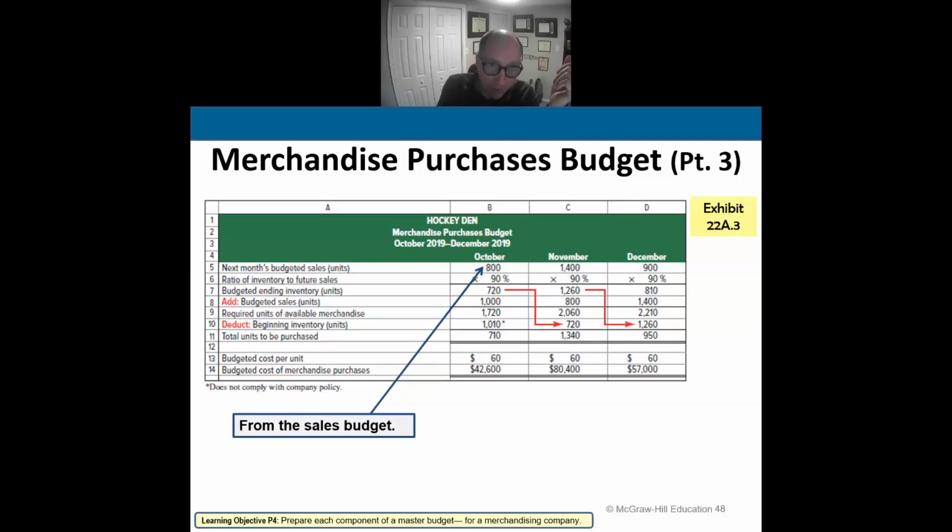And this is an example of a retailer and their budget for making purchases, for purchasing inventory. So next month's budgeted sales times the ratio of inventory to future sales, in this example 90%, equals ending budgeted inventory, which will be the beginning inventory for the next month, plus the amount of sales we expect to make during the month, equals the available merchandise, minus beginning inventory for the month, equals the number of units I need to purchase. See, it's very, very similar in nature. The process is extremely similar.